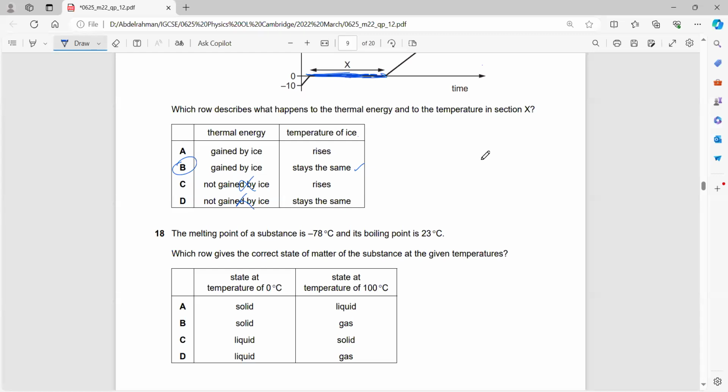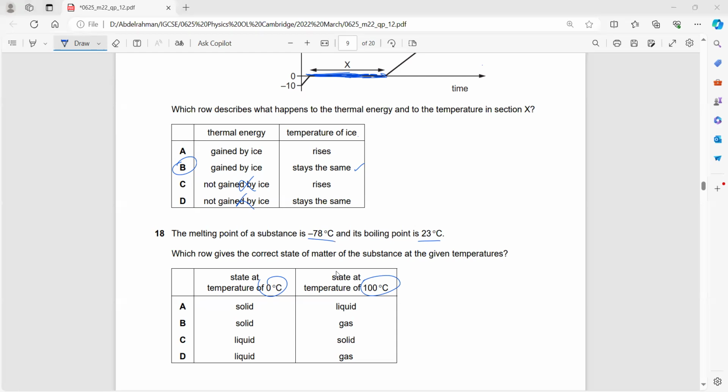The melting point of a substance is negative 78 degrees Celsius. The boiling point is 23 degrees Celsius. If I put this substance in a freezer, for example, or in an environment with a temperature of 0 degrees Celsius, what would happen to this substance? And if the temperature increases to 100 degrees, what would happen? If it was 0 degrees, what would have happened?